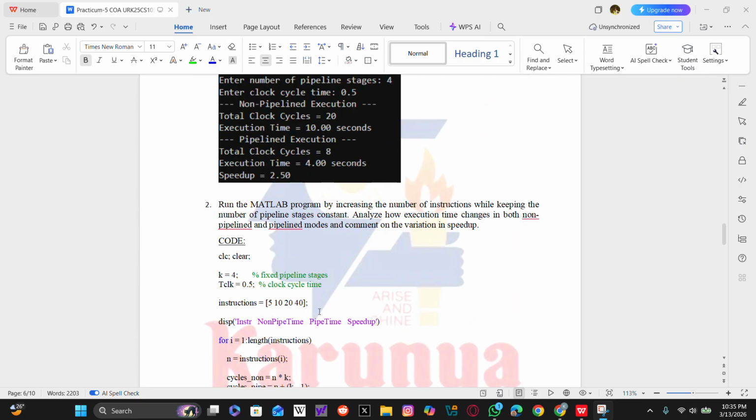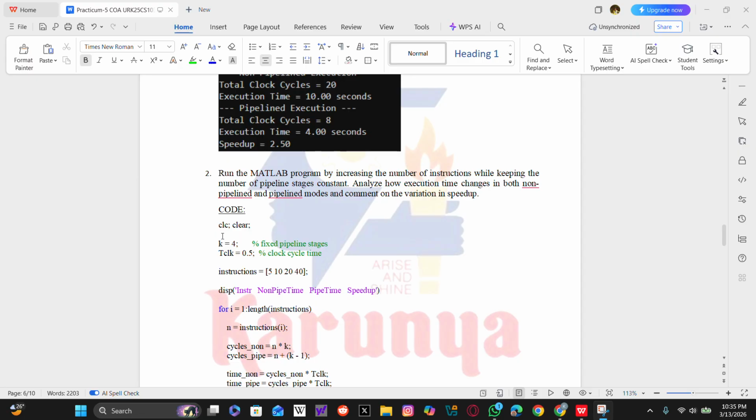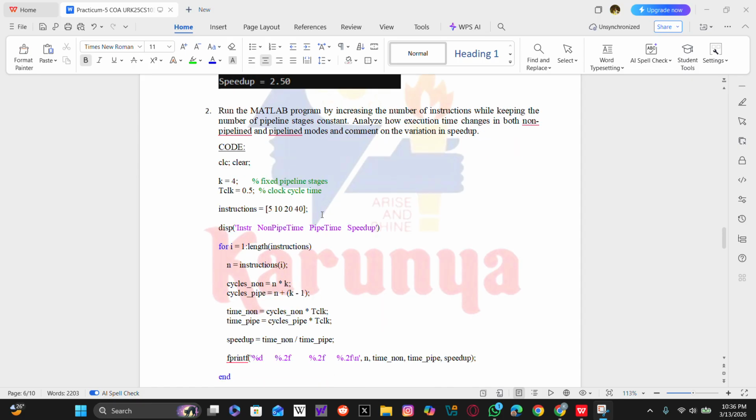And onto the second question, which is: run the MATLAB program by increasing the number of instructions while keeping the number of pipeline stages constant. Analyze how execution time changes in both pipeline and non-pipeline modes, and comment on the variation in speed up. Let us dive into the code. We are putting the values k equal to 4, and time clock is 0.5, and instructions have been given as 5, 10, 20, 40, and we are displaying the instructions, non-pipeline time, pipeline time, and speed up.